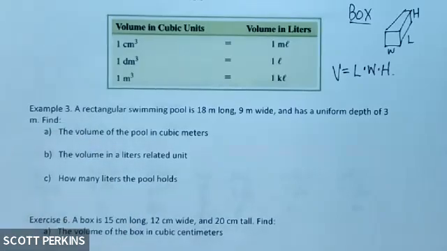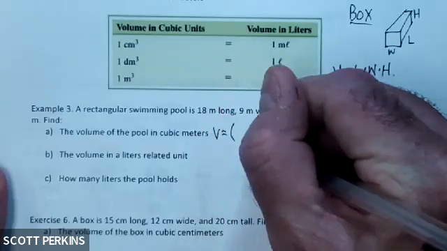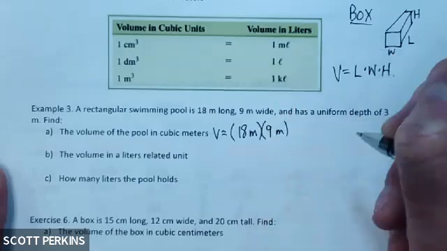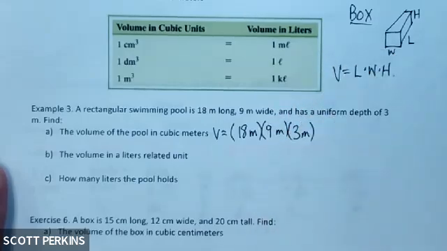I've got a rectangular swimming pool. It's 18 meters long, it's 9 meters wide, and just to keep the example super simple, because we haven't talked about volume yet, it's going to have a uniform depth of 3 feet. So it's got the same depth the whole way. So what we're going to do first is find the volume of the pool in cubic meters. My length, my width, my height are all given in meters, so I'm going to find the volume. So here we go, the volume of the pool is equal to 18 meters, I'm just going to use M for meters, times 9 meters, times 3 meters, length times width times height.